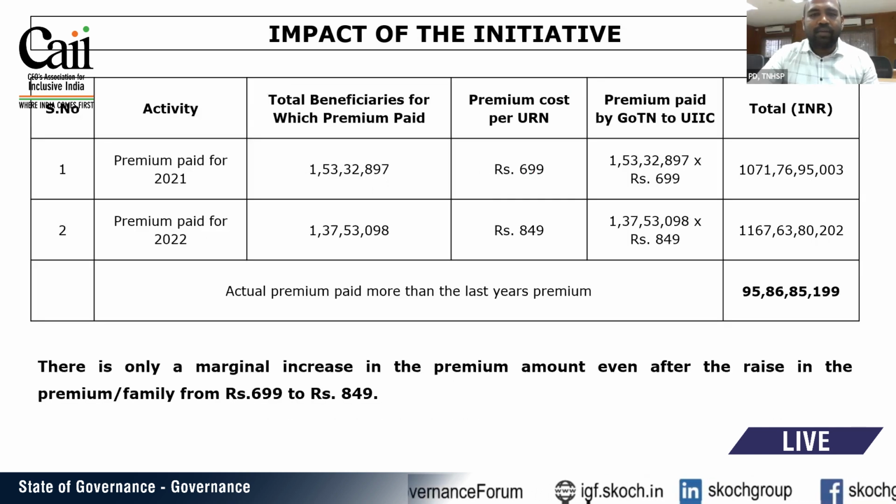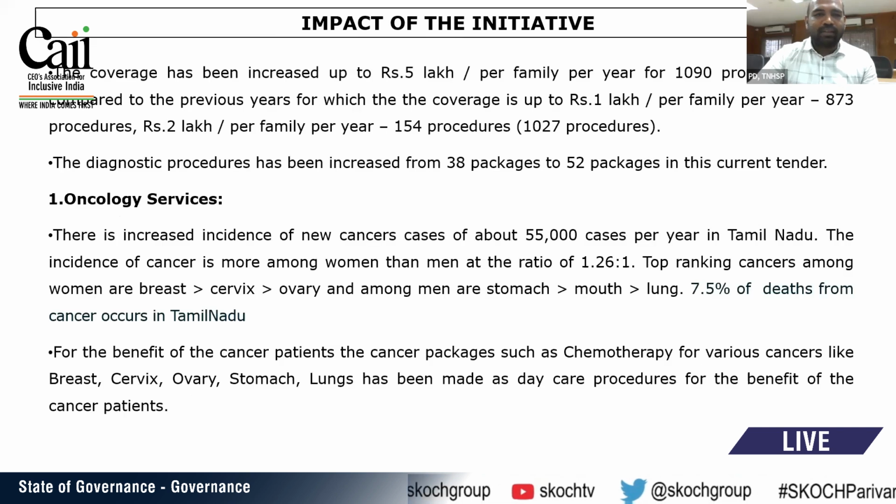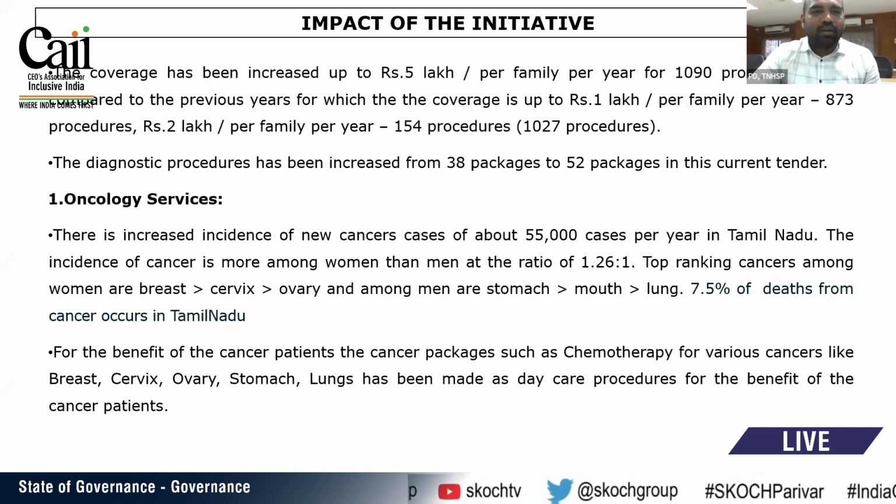This is a comparison between 2021 and 2022, where 2021 is the end of the previous tender and 2022 is the beginning of the new tender. So we can see a difference of 95 crore extra because the premium was raised from 699 rupees for the previous tender to 849 rupees for the current tender. Even though there is a marginal increase in premium, we are able to add lots of new packages into the claim processing. So these are the packages which were included.